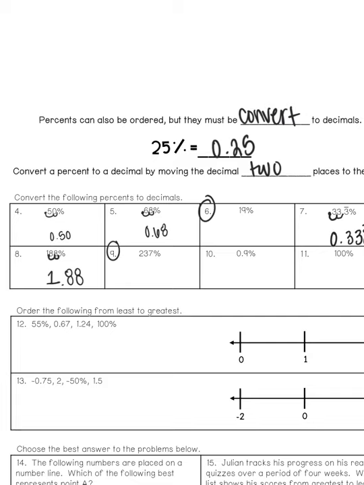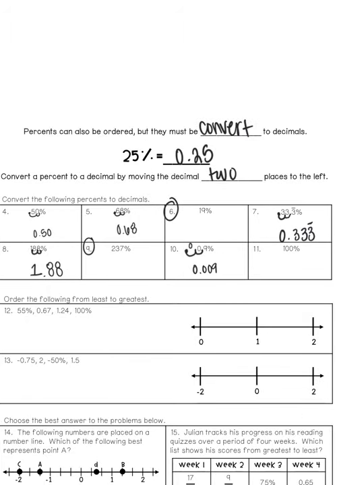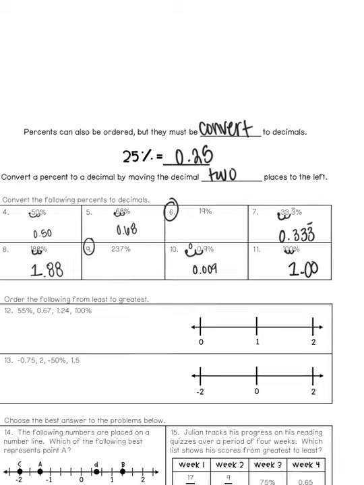Okay, this one has a decimal in it and there's nothing here. So when I do this, I move it over 1, 2, I have to put a placeholder here. So my decimal is 0.00009. And 100%, I move it over, that's just 1. Okay, I could put 1.00, but you don't have to.